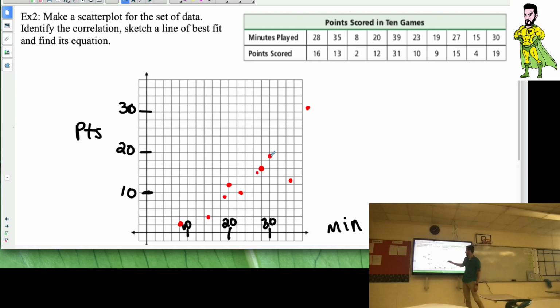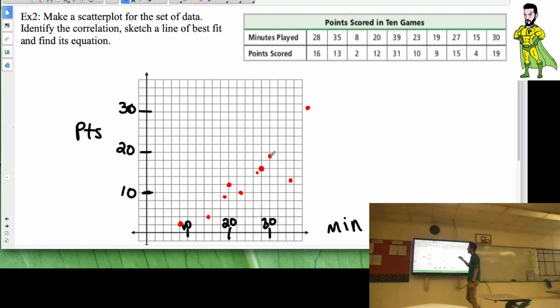Those dots, always think from left to right. They're kind of all going up and to the right. So that would show a positive correlation, which makes sense because you would think the more time you're in the game, the more points you're going to score. Unless you're me and you're just chucking up air balls the whole time. But more likely, you are making more baskets the more time you're in. So that would show a positive correlation.